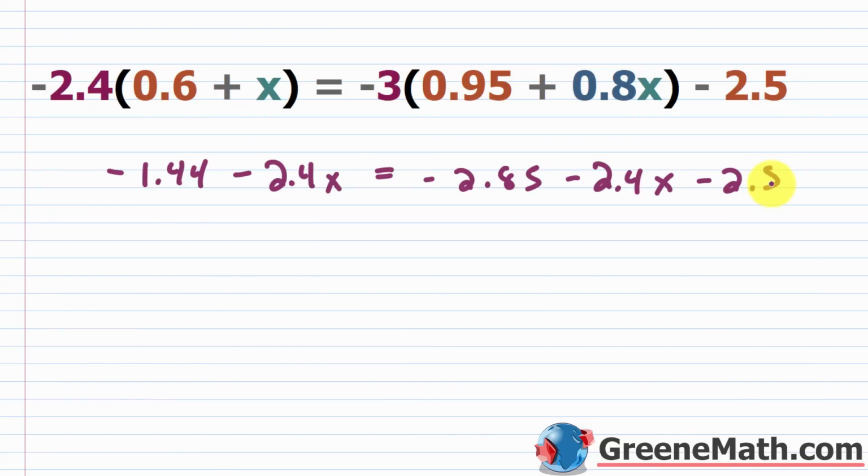So again, you can already see that there's a problem. You have negative 2.4x. You have a negative 2.4x. So without going any further, you see the variable is going to drop out, right? Because it's going to cancel from here and here. And you're going to be left with a false statement, right? So I can say that there's no solution here. So this is a contradiction.